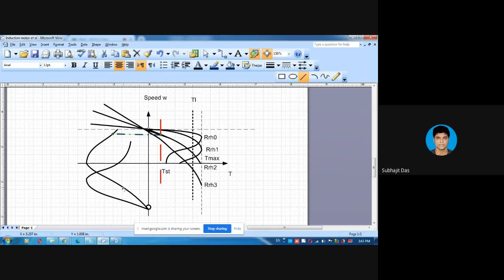So how do you obtain dynamic braking in an induction motor? As you have told us, we disconnect the supply and connect a large resistance in the stator circuit to stop the motor.